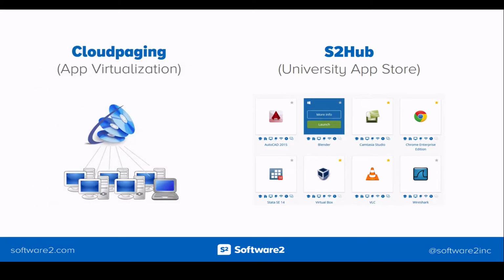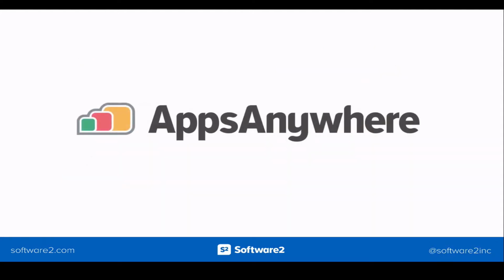So two technologies brought together, the cloud paging app virtualization and the S2 Hub, Software 2's University App Store. And Software 2 have recently brought these technologies together under one solution name, and that name is AppsAnywhere.